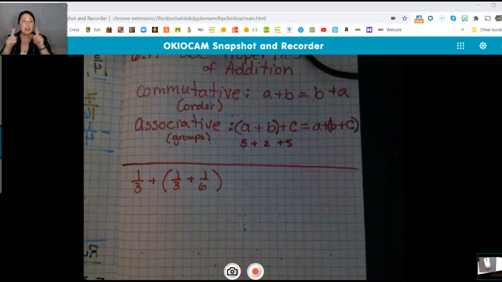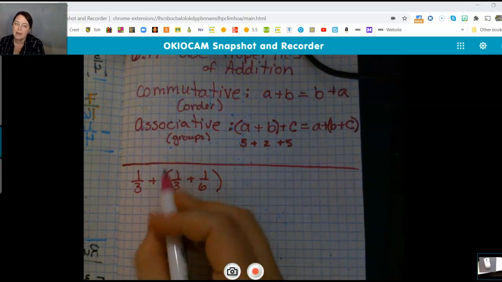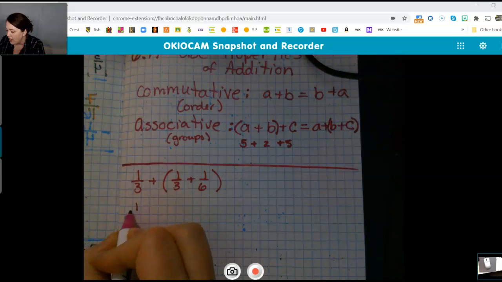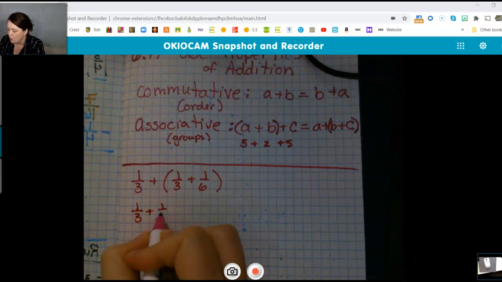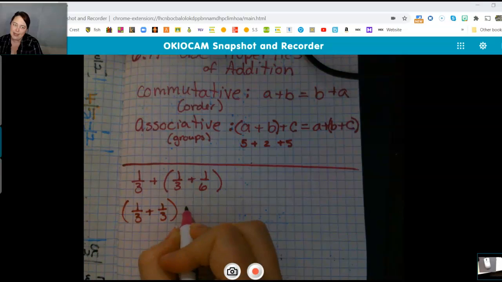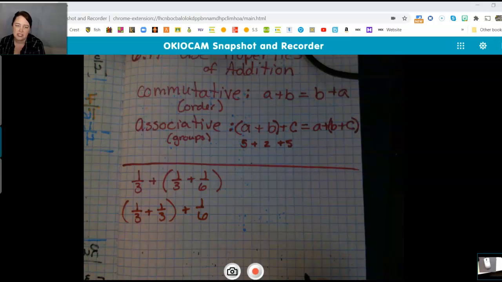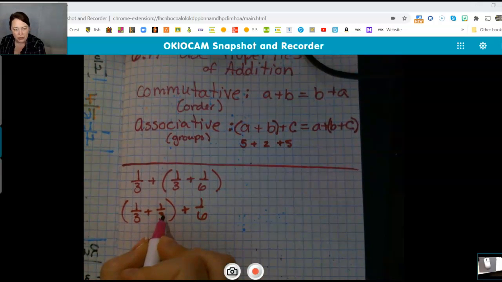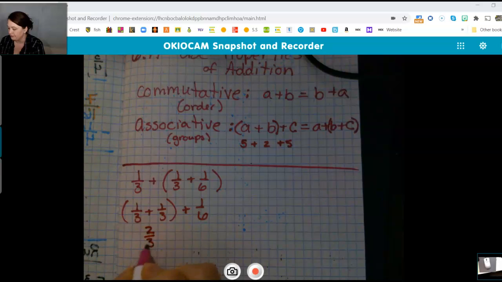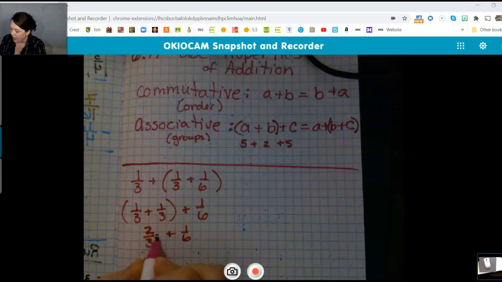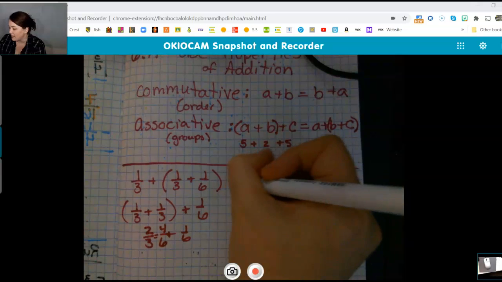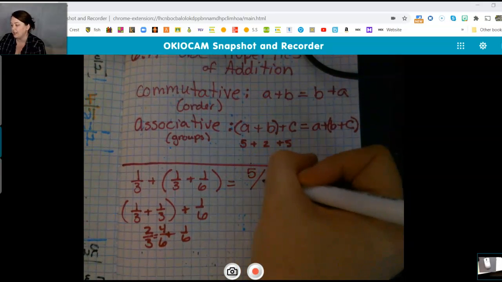So I would want to use the associative property to say, oh, no, I'm not going to add those first. I want to do 1/3 plus 1/3. Then I want to add the 1/6. See how that works? That's what you're going to be doing today. So 1/3 plus 1/3 is 2/3, plus 1/6. 2/3 is the same thing as 4/6, because times 2 times 2. So my answer is 5/6.